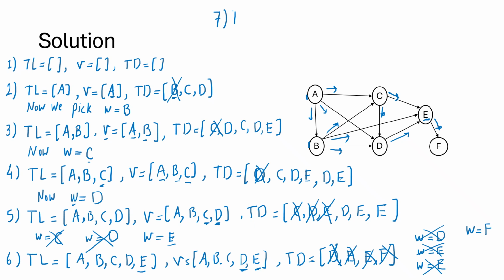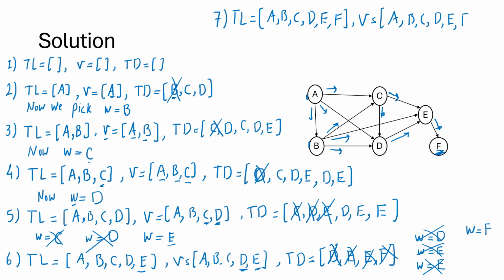So now my traversal list is, I went from A to B to C to D to E to F, and currently I am in F, down here. My visited list, the vertices that I've visited so far, are A, B, C, D, E, and F, so all of them. And what is my to-do list? My to-do list is empty. And from F, I don't have anywhere new to go, so I don't have anything to add. So my to-do list remains empty.